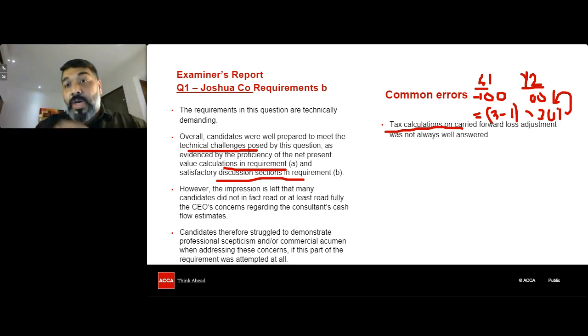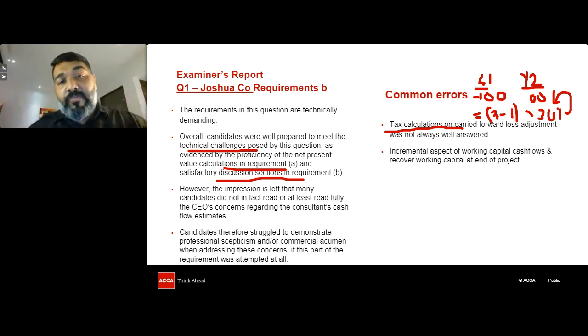Further, whenever the working capital adjustment comes up, incremental working capital, the first year we needed 100, second year we needed 50, third year we needed maybe 200. See the incremental working capital, first year 100, then we don't need 150 again. We only need the incremental 50. So the incremental approach was another place where students have made mistakes.